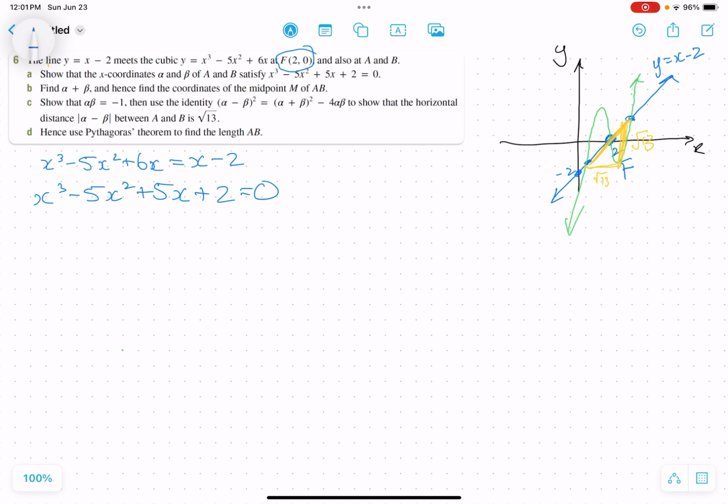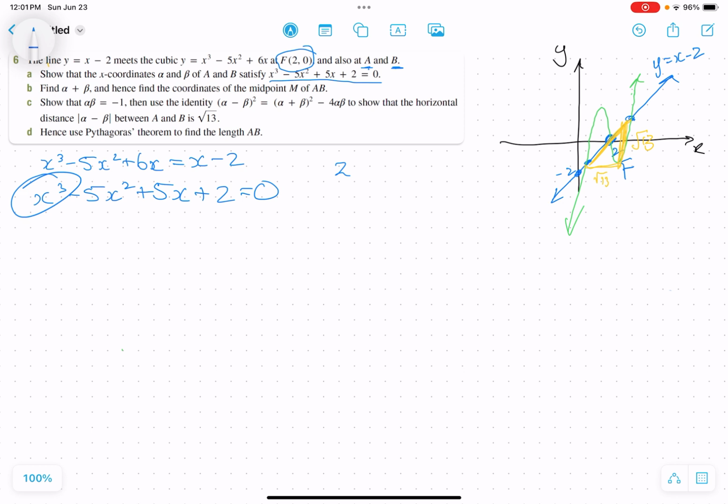And I know one of these roots is 2. So if I sub 2 in there, I'm going to get 0. So one of the roots is 2. But of course, it's cubic, so I've got two other roots, A and B, where x is alpha and beta. So it's got to satisfy this equation. All those roots have to satisfy this equation.